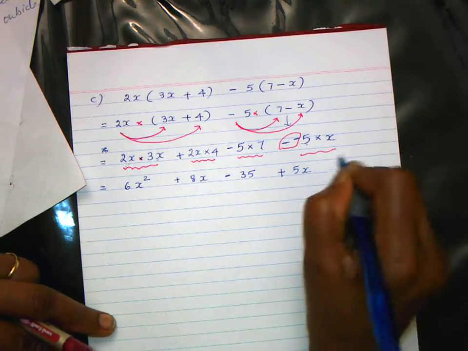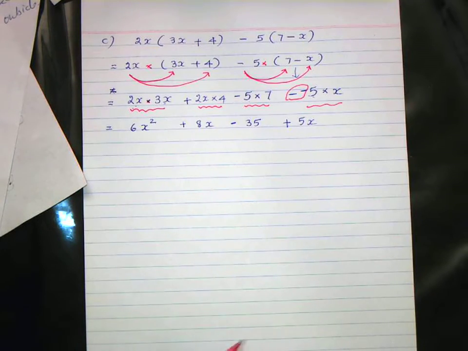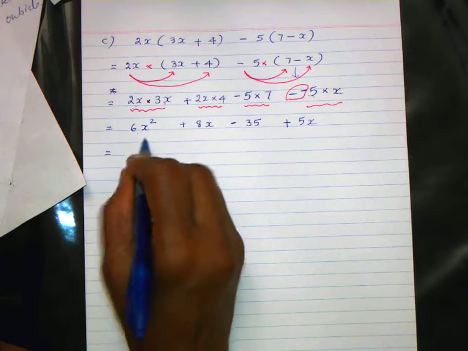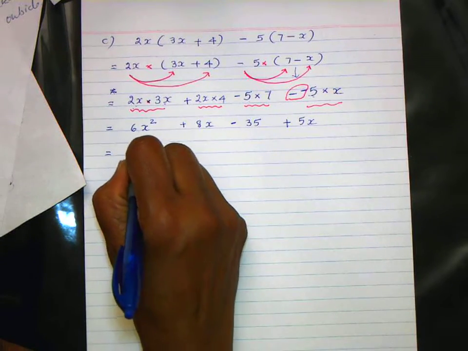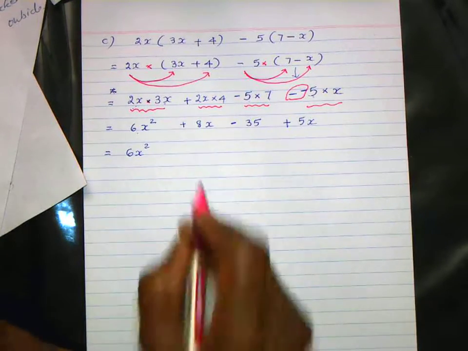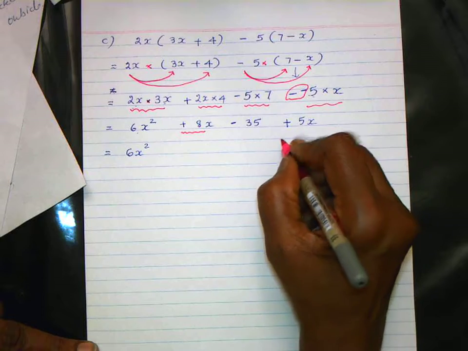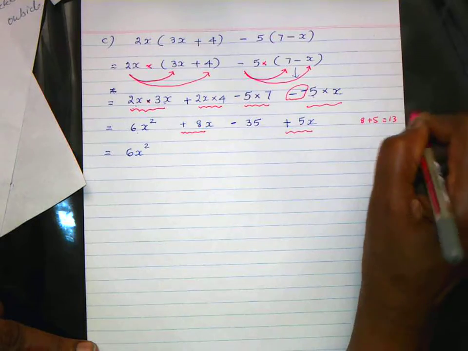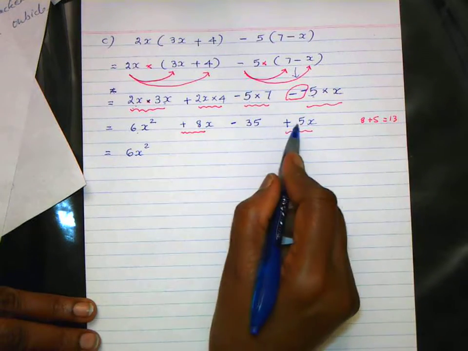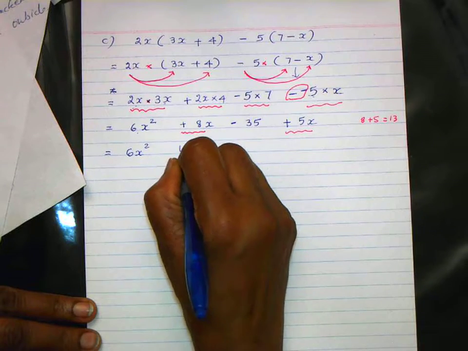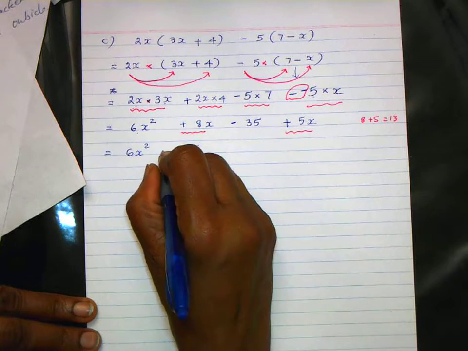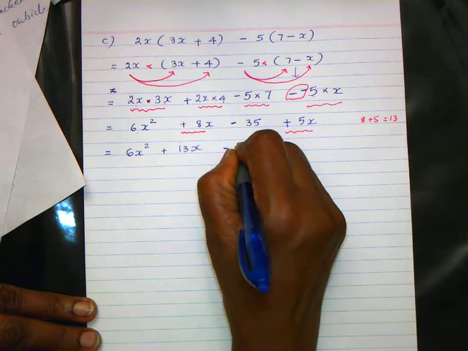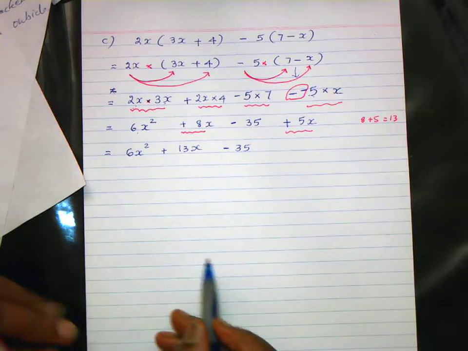Now the question is not over because we have to group the like terms. Any like terms? Let us start with the first one. 6x squared, nothing to group with, so 6x squared as it is. Now plus 8x, I have to combine with plus 5x. So it's 8 plus 5, which is 13. So grouping 8x and 5x gives you 13x. Now remember, I have to put plus 13. I can't write without the sign. So it's plus 13x and then minus 35. So this is the answer for the question given.